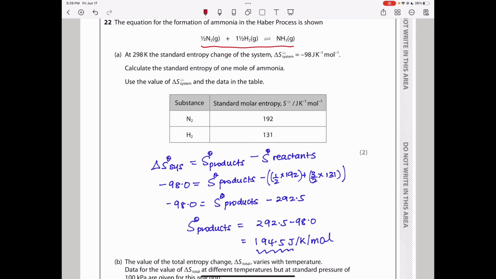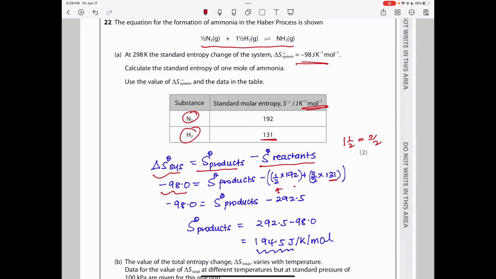So here, I said if you want to find the S system, it's going to be the entropy of products minus the entropy of reactants. So since we know the S system from here, and we know the entropy for the reactants, they've given them to us, we can be able to predict that for ammonia. One thing we know is we're using half of nitrogen and 1.5 of hydrogen. So this is per mole, so we have to multiply by the number of moles. This is going to be a half times 192. And 1.5 is the same as 3/2. So 3/2 times 130.